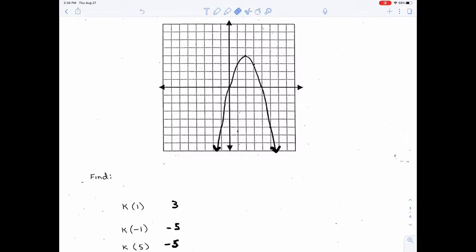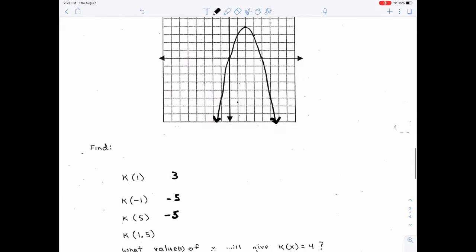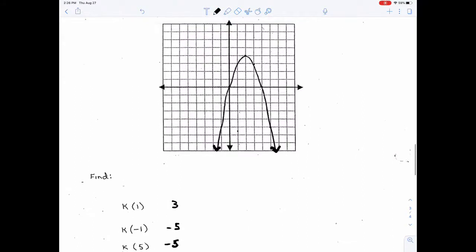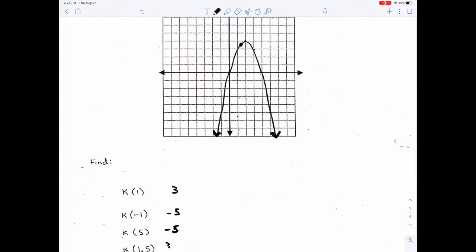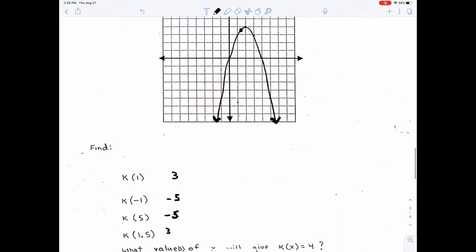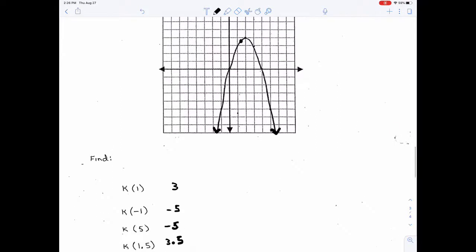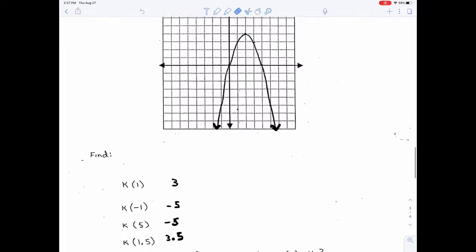Okay, what's the next one? K of 1.5. So I'm going to go out to 1.5, and I'm going to go up and right about there. So just approximately, that's about the best I can do. What does it look like? I don't know, it looks like about 3.5. And again, if you have questions on this, ask me, because we're going to keep doing this time and time again all year, so you've got to get it down now.